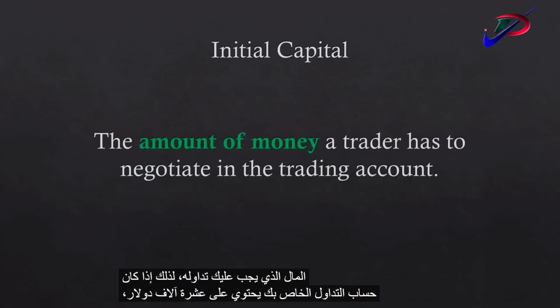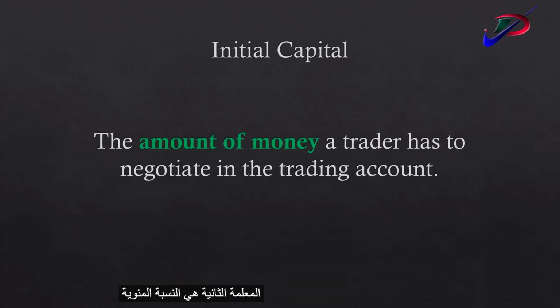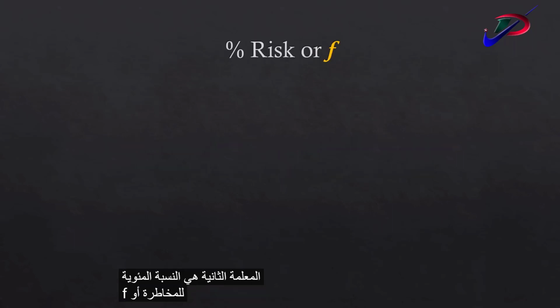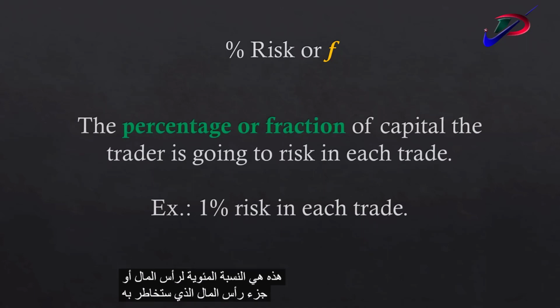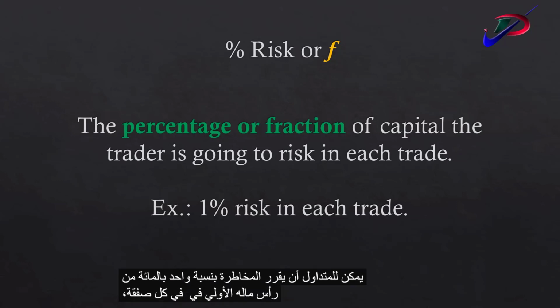So if your trading account has $10,000, that's your initial capital. That's all there is to it. The second parameter is the percentage risk, or the F. This is the percentage of capital, or the fraction of capital, that you are going to risk in every trade. For example, the trader can decide to risk 1% of his initial capital in every trade.